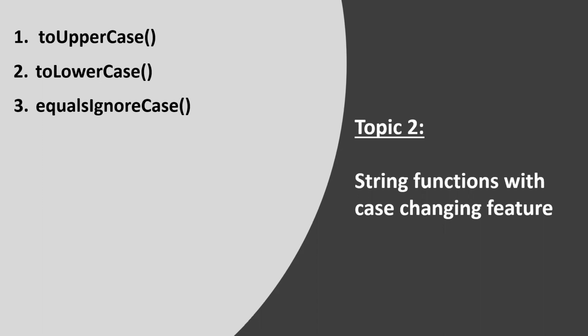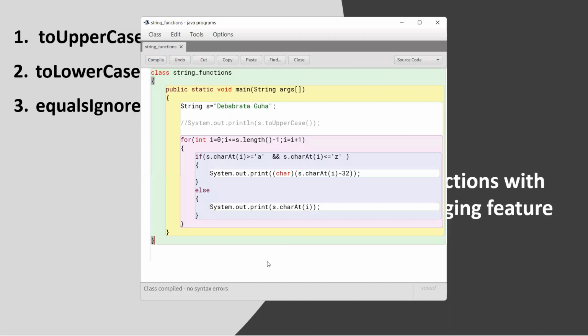So equalsIgnoreCase, something like that. So first, let me explore what equals is. What is equals? Suppose I have given string s, suppose Debabrata. Let me make it short. Or let me make it very short. Let me use my surname only, Guha, suppose. And if I write string s1 equals to Guha as well.